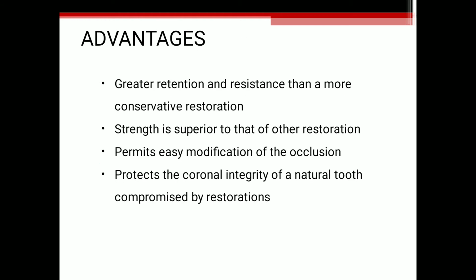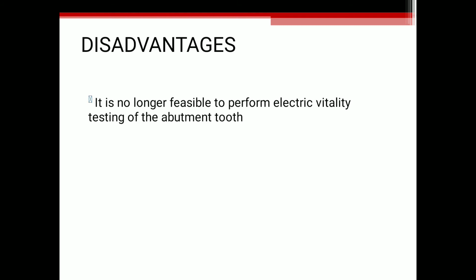Then coming to the advantages. What will be the advantages if you give cast metal crowns? Greater retention and resistance than a more conservative restoration. Strength is superior to that of other restorations. It permits easy modification of the occlusion. It protects the coronal integrity of natural teeth compromised by previous restorations. What are the disadvantages? It is no longer feasible to perform electric vitality testing of the abutment teeth. So these are the indications, contraindications, advantages and disadvantages.